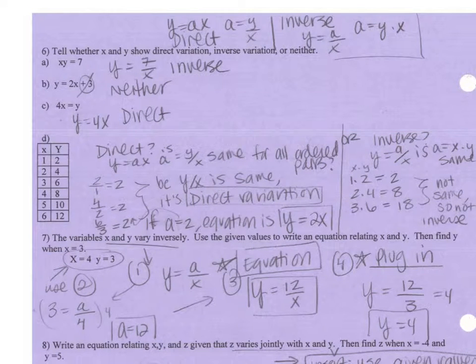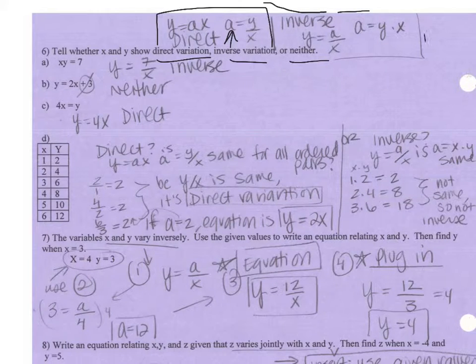Okay, so for number 6, if it says is it direct, inverse, or neither, we have to remember that for direct variation it's y equals ax, and that the constant is found by rearranging to get y over x. Inverse, it's y equals a over x. Just make sure x is in the denominator. Just because you see a fraction doesn't mean it's inverse. And to isolate a, you would multiply both sides by x, right? And then you would get a equals yx.